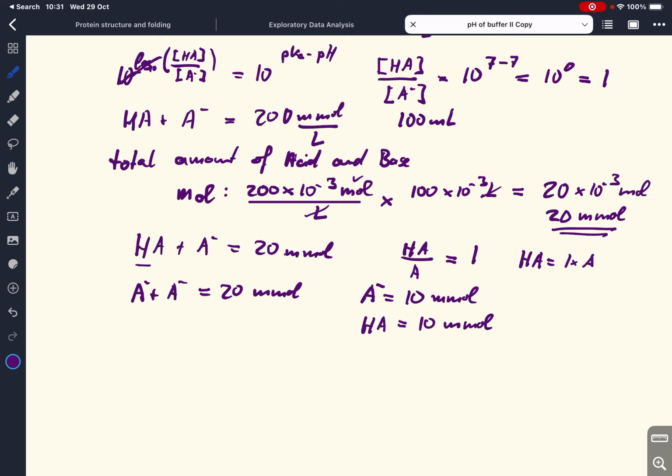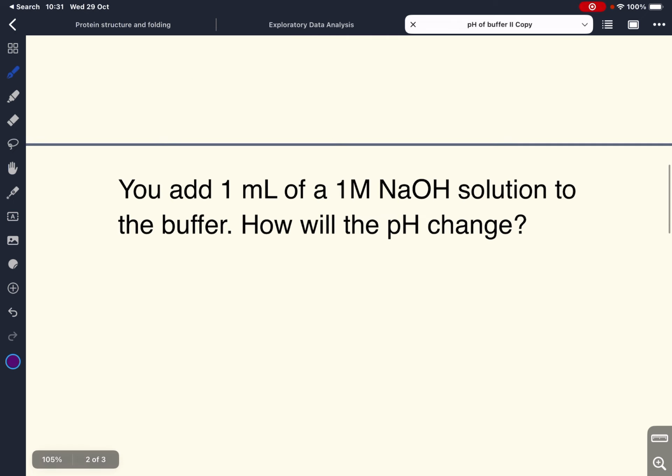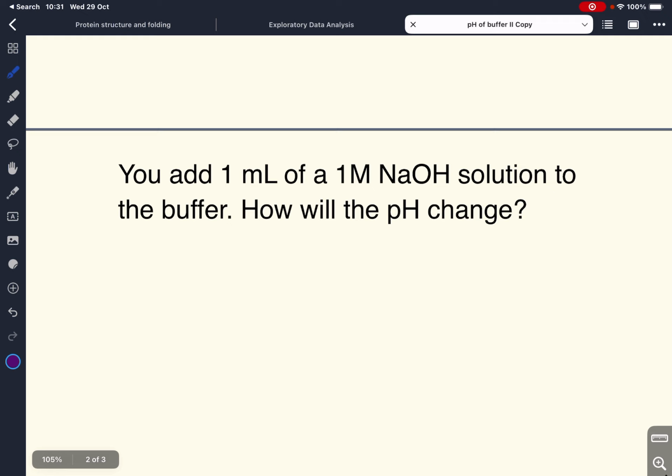So what can we do with that? Well, we can expand that and we can say, okay, what would happen if we add 1 milliliter of a 1 molar sodium hydroxide solution to the buffer? How will the pH change?